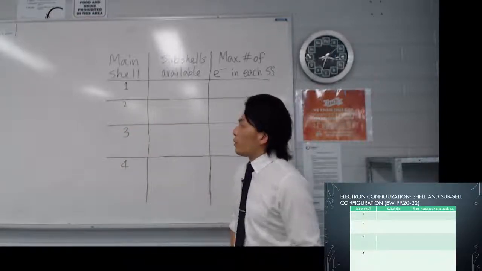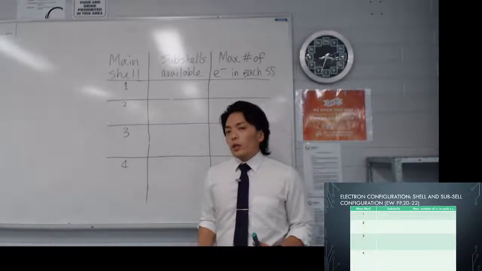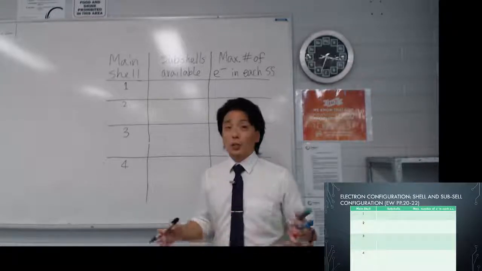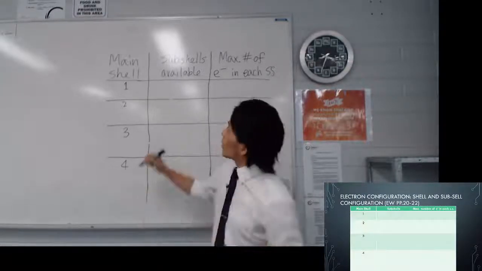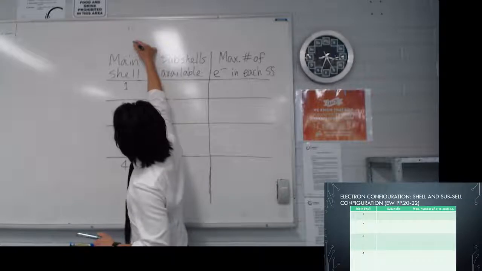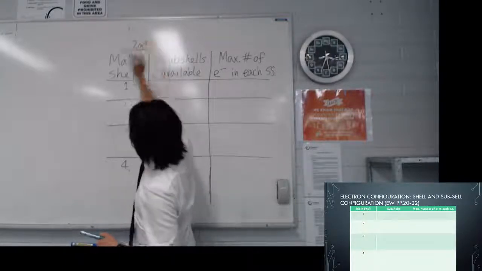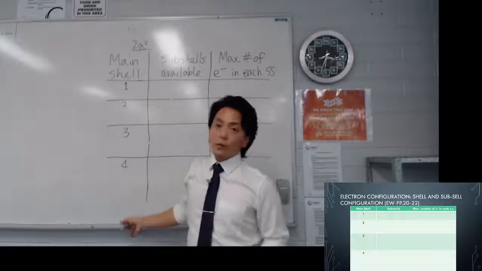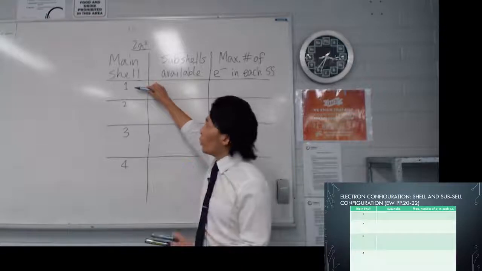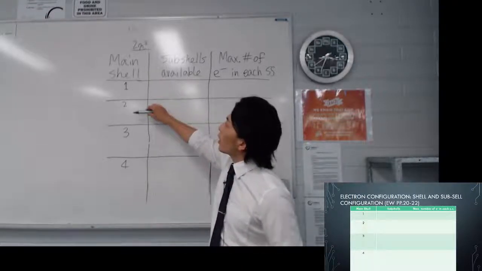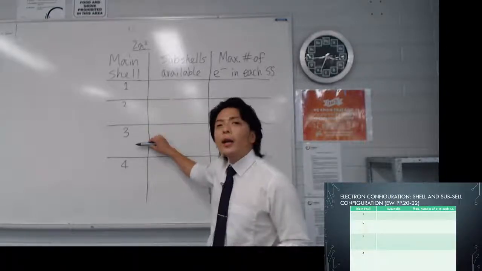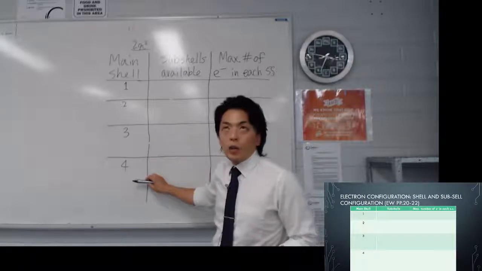Main shell 1, 2, 3, 4, the maximum number of electrons that can fit into each shell can be determined if you did the calculation of 2n squared, with n being either 1, 2, 3, 4. So you should be able to have for the first shell 2 as the answer, and 8. So that kind of conforms. Next is going to be 18 and 32.